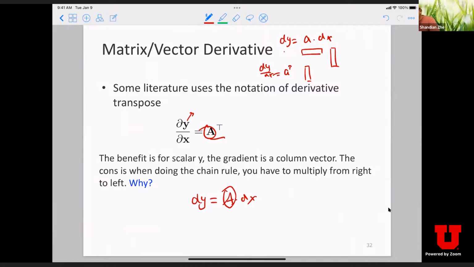So the question in matrix-vector derivatives then becomes: how do we derive this? Remember, y can be quite a complicated form regarding x. y can be a vector, scalar, or even a matrix, and x can be a vector, scalar, or matrix. When you derive dy equals a times dx through a series of steps, then you can tell, okay, this is your gradient. And as to whether you use a or a transpose as the gradient, it doesn't matter.